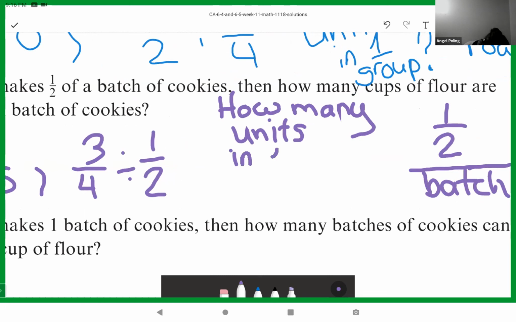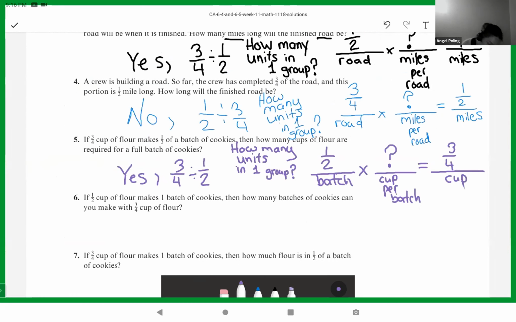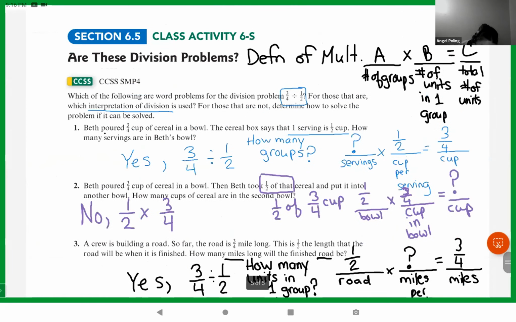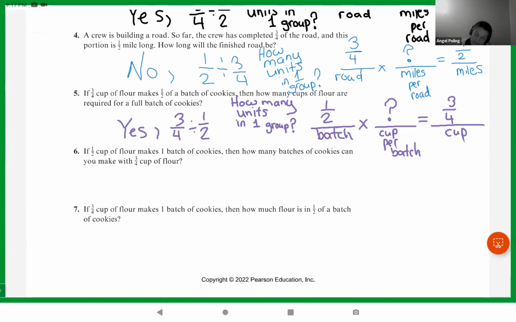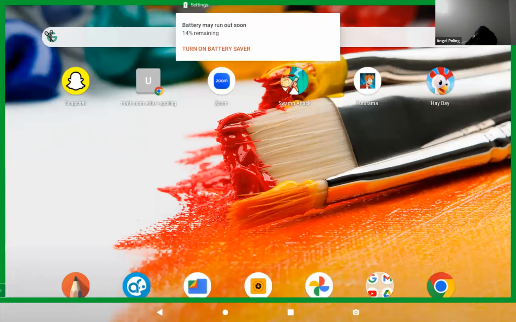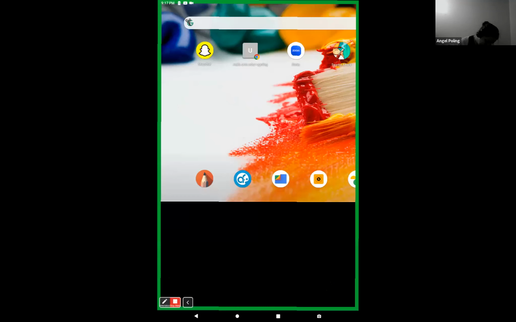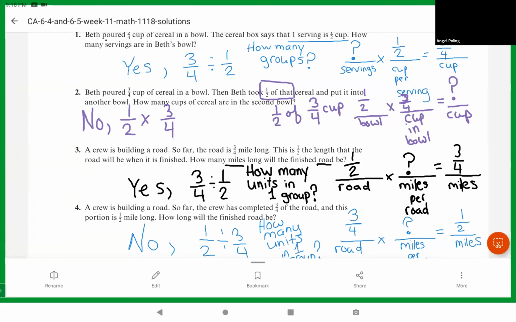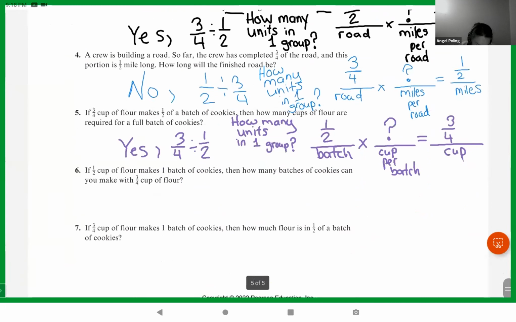Okay. Now, let's see. If 1/2 cup of flour makes one batch of cookies, so we're getting the unit right there. Oh, and I have to plug this in first. Okay, let's see. If 1/2 cup of flour makes one batch of cookies, then how many batches of cookies can you make with 3/4 cup of flour?